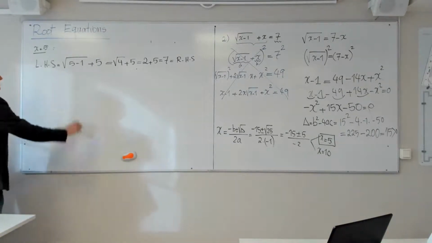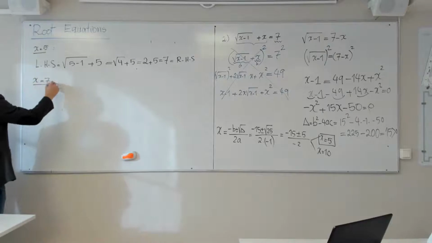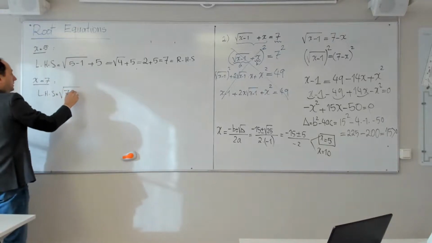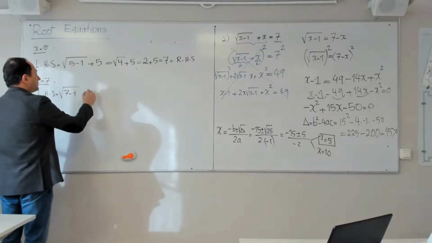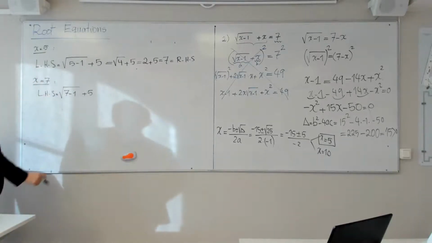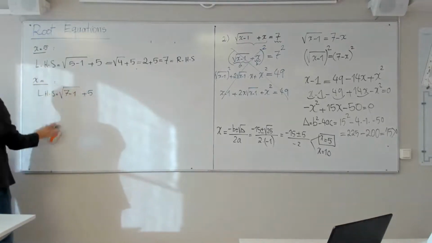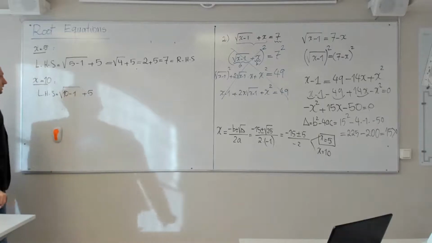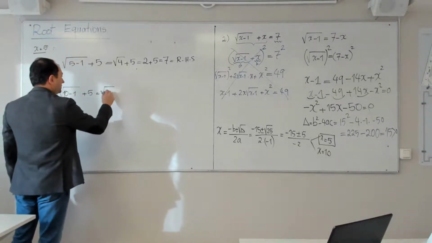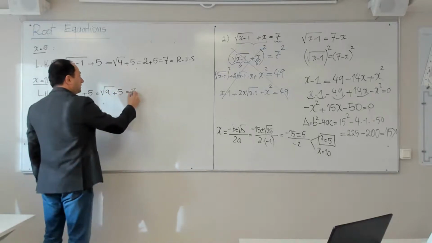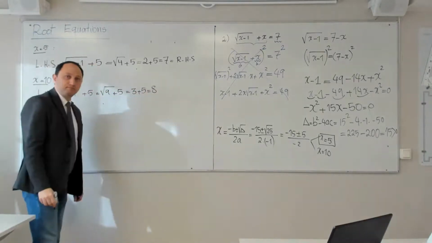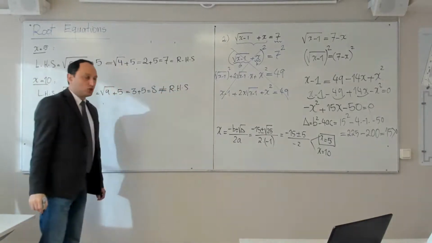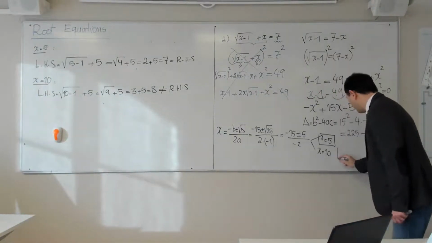Yes? But let us check the other one. The left-hand side is equal to square root of, instead of x, I put 7 this time, minus 1. And then I will have plus 5. Oh, sorry, this is not 7. Sorry. This is 10. Okay, what is 10 minus 1? It is 9. Plus 5. Square root of 9 is 3. Plus 5 is 8. It's a false root. It is not equal to the right-hand side. So you need to go back and write false root.